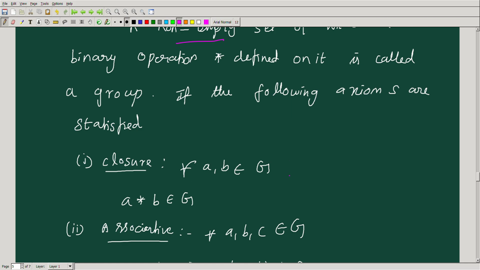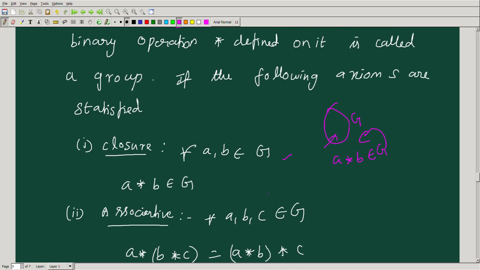First one is closure. It is like binary operations. For all A comma B belonging to G, whatever elements you are taking, each and every element you have to take from G. That's what for all A comma B belongs to G means. And once you do any mathematical operation A star B, that also belongs to the same set G. That's closure.